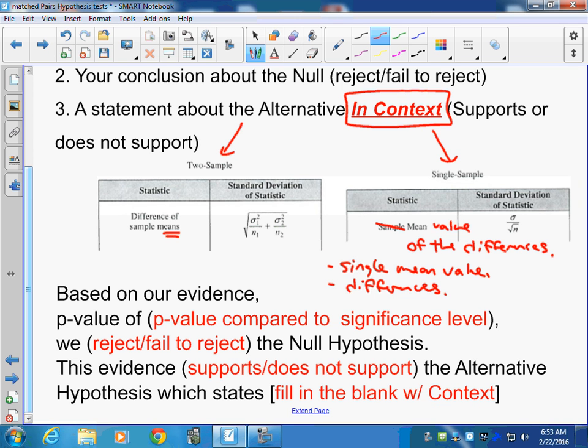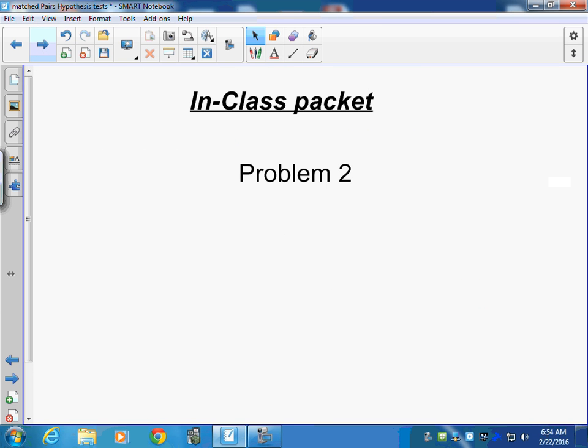Notice in a 2 sample, it's one difference of multiple means. So you have to make sure that you're using the right terminology. Otherwise, all of your work in some ways goes for naught in choosing a matched pairs over a 2 sample situation. Okay, so now some extra practice on this. Your in-class packet, problem number 2 is a matched pairs example, so you can work through and complete that work.